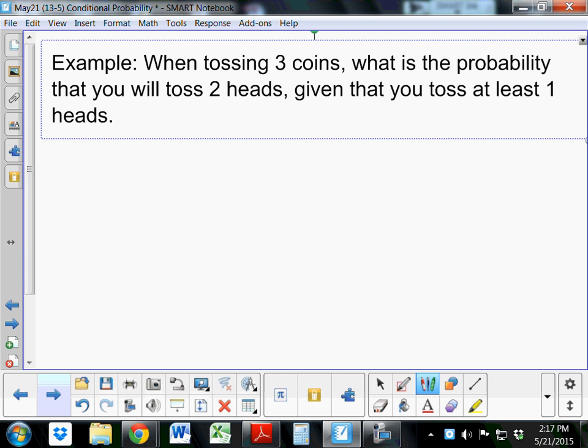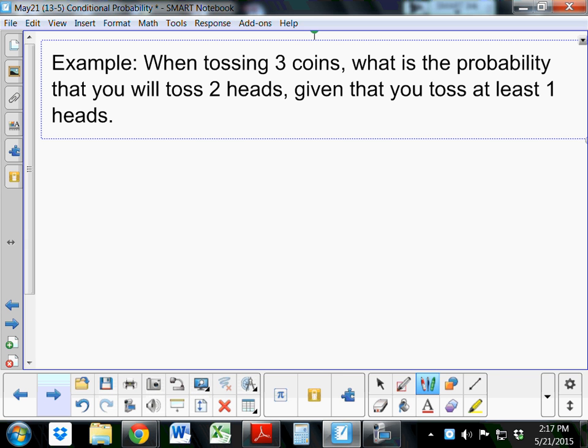So look at the second example I gave you. You're tossing 3 coins in the air. I want to know the probability that you're going to toss 2 heads, so 2 out of the 3, given that you toss at least 1 heads. So assuming you toss at least 1, I want you to only look at those. I want to know the probability that you actually toss 2. Well, if you only toss one, it would be 50. 2 heads, I should say.